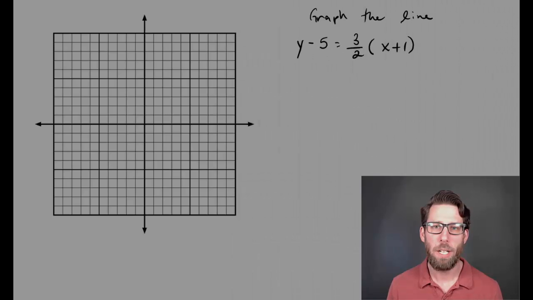Now we've talked quite a bit about point slope form, what it's good for, and how we can write an equation in point slope form when given the point and the slope. Well, let's go ahead and take an equation that's already in point slope form and graph the line.